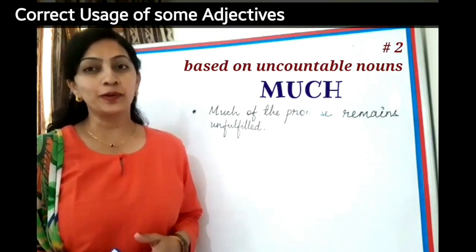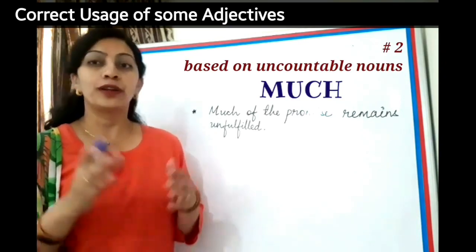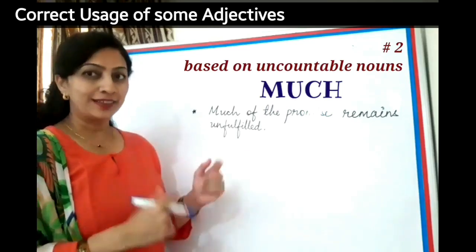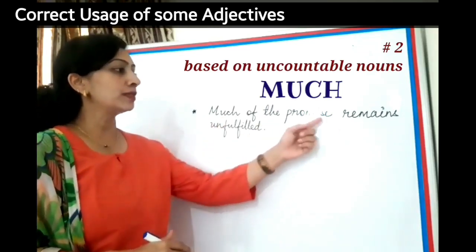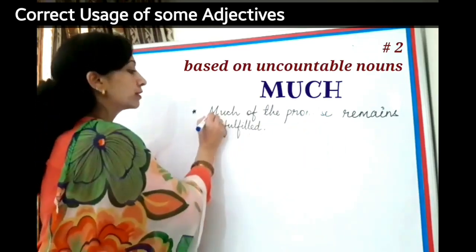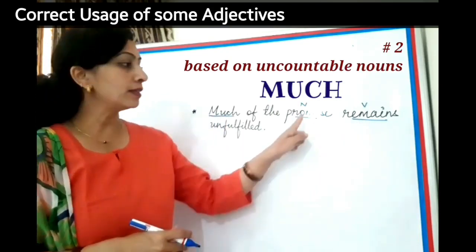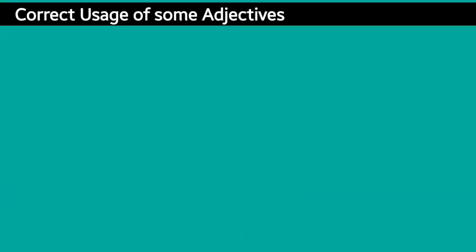Next, under the category of uncountable nouns, for larger quantities, we have much. Look at the example: much of the promise remains unfulfilled. Much will always come with a singular verb, and an uncountable noun.